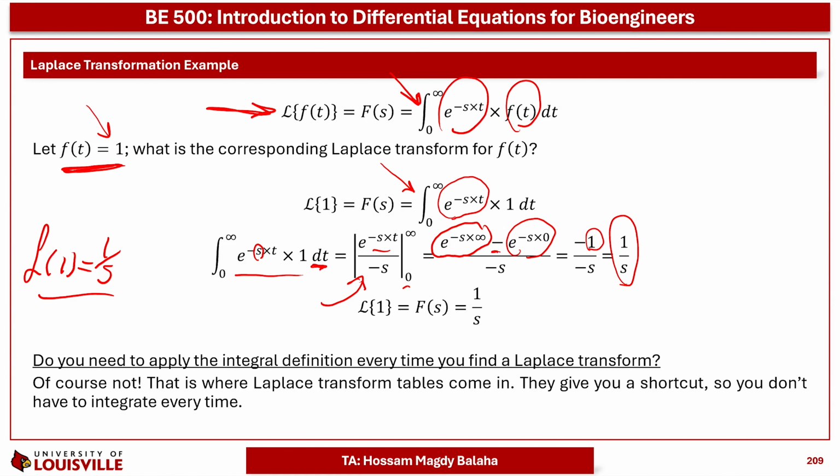What if we have a polynomial or a long function such as sine plus cosine plus t squared plus t cubed and so on? Should we take each part and apply the Laplace transform on each of them? If you are required to apply the definition and follow step by step, then you will need to do that.